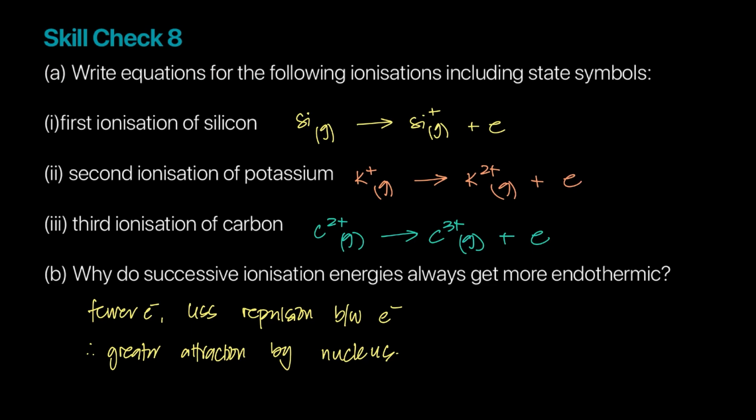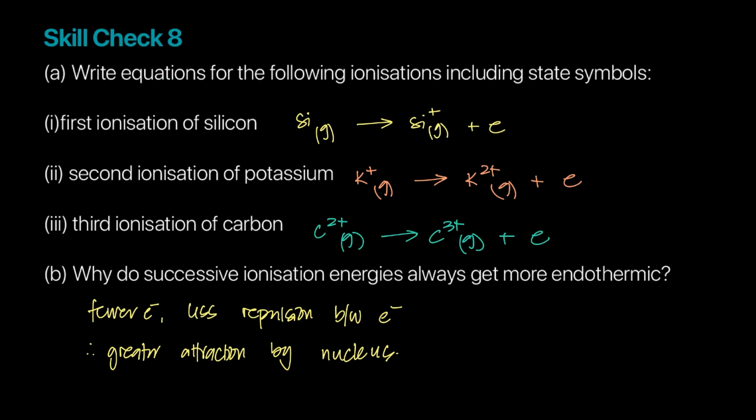Hence, ionization energies become more endothermic. So remember this: successive ionization energies are always going to be endothermic, greater in magnitude, because more energy is required to lose the next electron, because fewer electrons are left, regardless of being in a shell closer to the nucleus or not. Anytime you lose electrons, the remaining electrons are going to be attracted more, because there will be less repulsion between the electrons, therefore greater nuclear attraction.